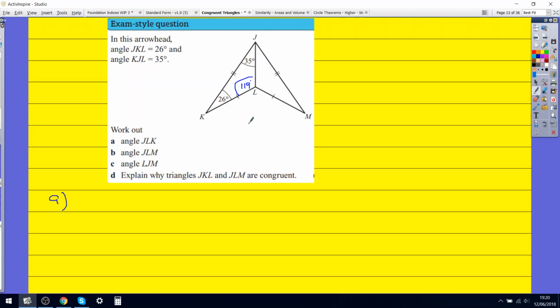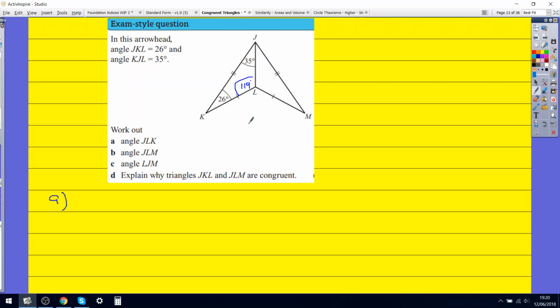Okay, so let's show that they are congruent. So for part A, do you want me to do? Oh, just part B then. Let's skip to part D. Okay, sure. So they share side JL, and JL is a shared side.